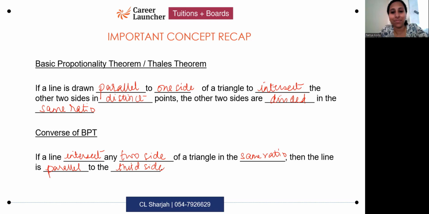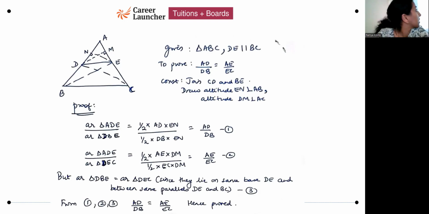Okay? So, ma'am, should we write this whole sentence? No. Wherever you're using converse of BPT in questions, just write bracket converse of BPT. When are you using converse of BPT? When you know the ratios are equal and you're proving the lines are parallel. That means you're using converse of BPT. Okay? Alright. This is the BPT theorem.